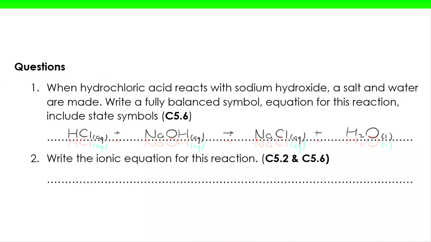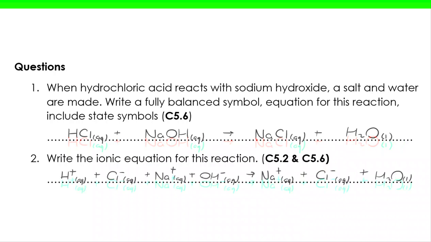So what about if you're asked for the ionic equation? Well, this has come up in the previous 2 chapters as well, but it is a really important skill to have. The first thing that you do is you break down everything that's ionic and aqueous into its ions. So here we go. HCl becomes H+ and Cl-. Sodium hydroxide, Na+ and OH-. Sodium chloride, Na+ and Cl-. The H2O is covalent, so we don't break it down at all.